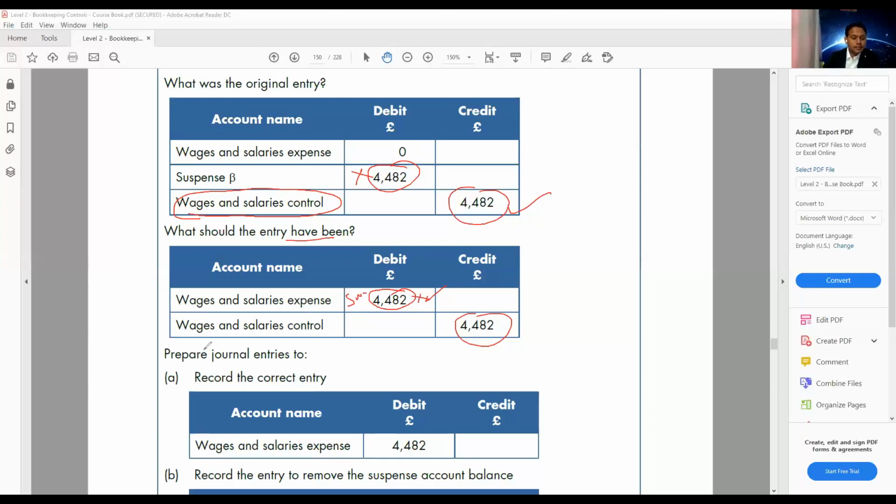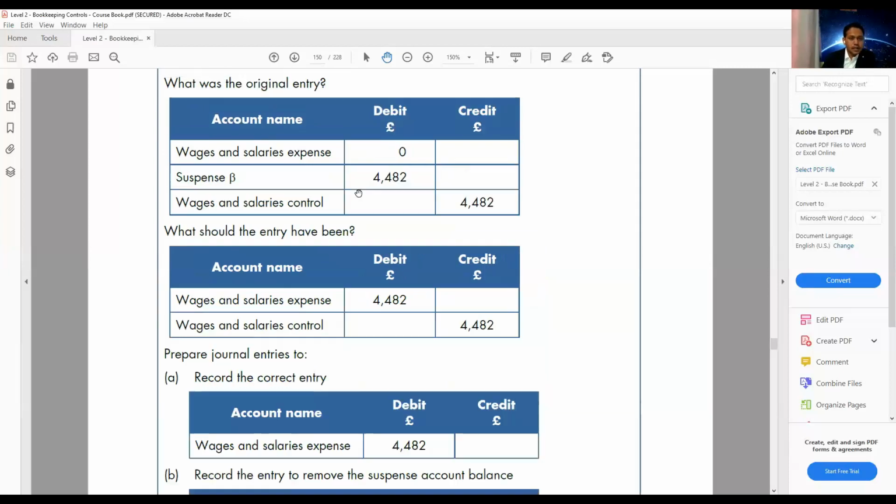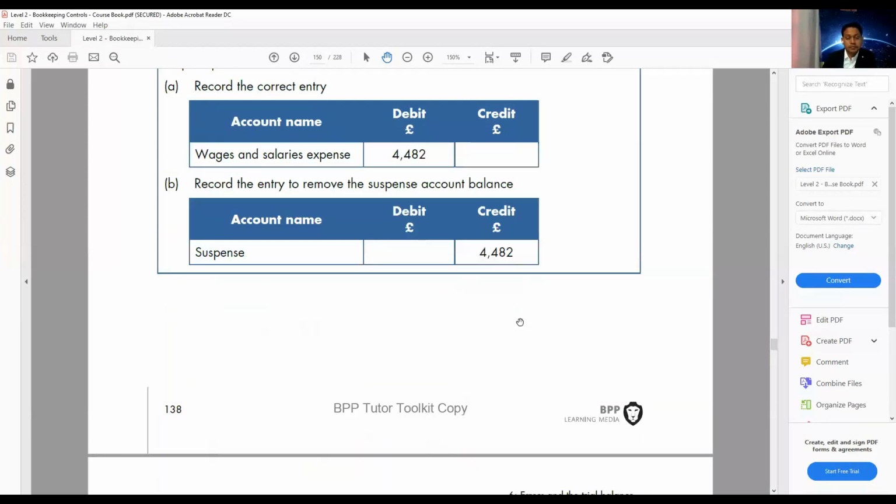So let's do that. Prepare journal entries to record the correct entry. Which one is the correct one? This one, wages and salaries expense debit 4482. The credit is correct anyway. Only the debit was missing. So I'm going to record the debit side. Now my final job is to remove the suspense. I cannot keep the suspense. Before it was debit, so now I'm going to make suspense credit to remove that. So I record the entry to remove the suspense account. Suspense 4482 is credit because before it was debit 4482. That's it.